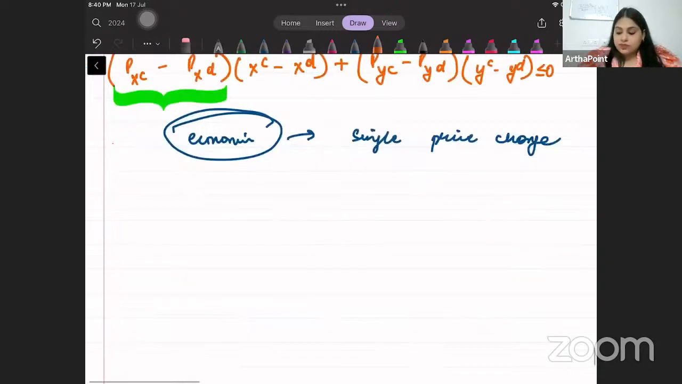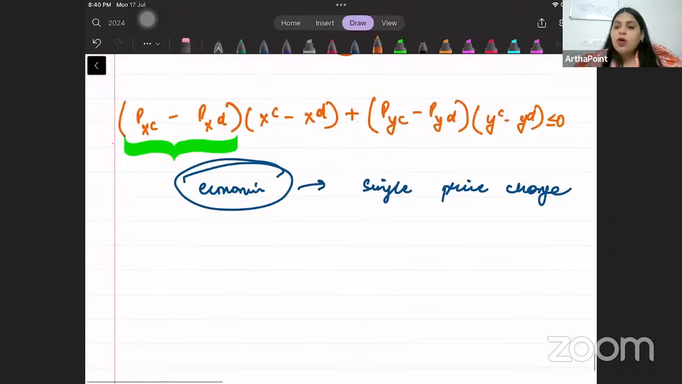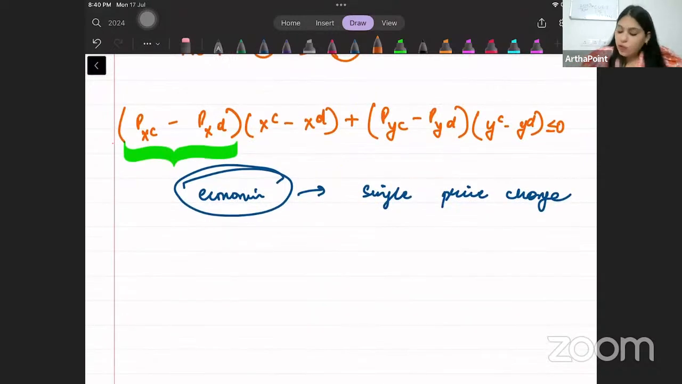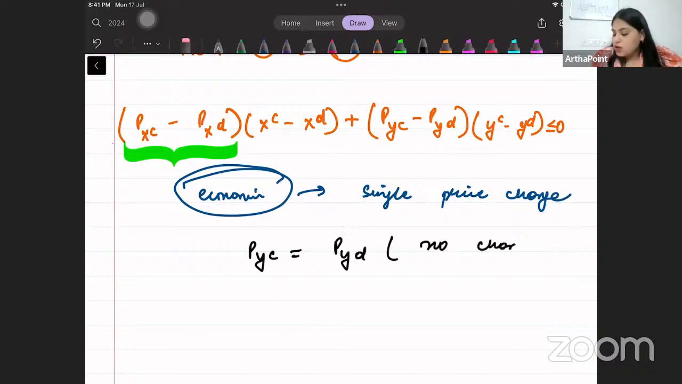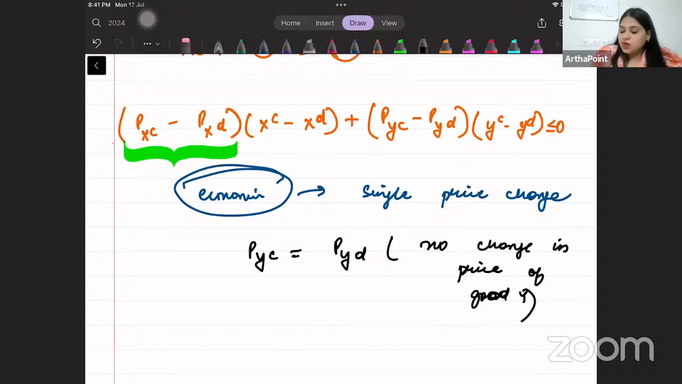Okay. Now, so I was saying that you have to hold one price constant. So if I hold that price constant, what will happen? I will say that let PYC be equal to PYD. That means I'm assuming no change in price of good Y. Assume this to be 0. No change in price. Why? Because at a point I just want to analyze changes in price of one good. So what will I get?